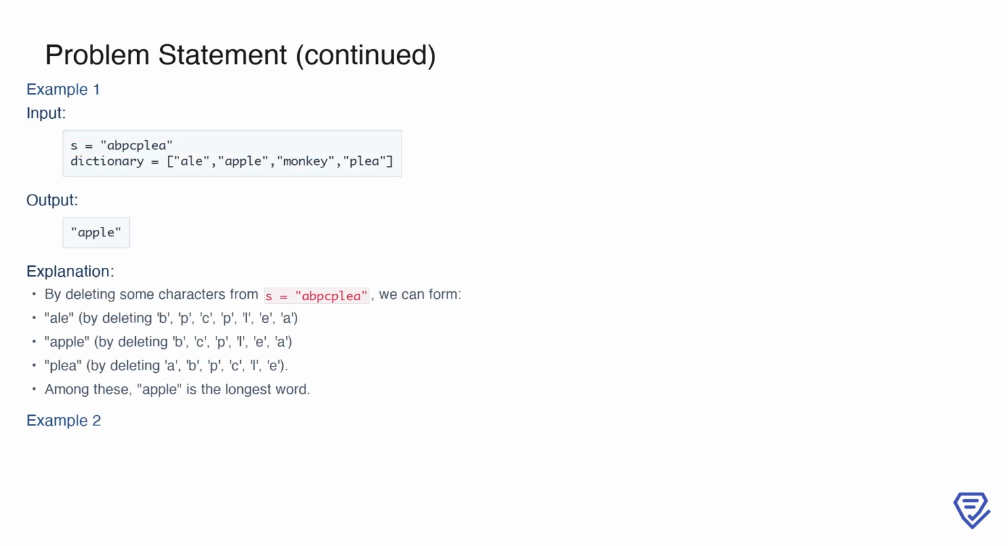To make this more concrete, let's look at the first example. Here, the string S is "abpcplea", and the dictionary contains the words ale, apple, monkey, and plea. By deleting specific characters from S, we can form several words from the dictionary. For instance, ale can be formed by removing characters like b, p, and c. Similarly, apple and plea can be formed through their respective character deletions. Among all these, apple stands out because it is the longest word that can be formed. Therefore, the output for this example is apple.